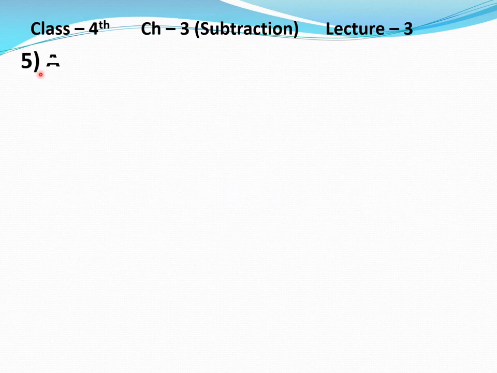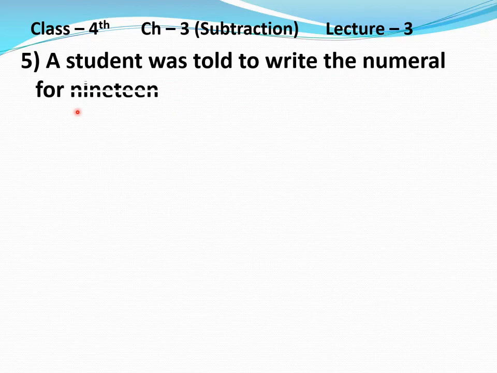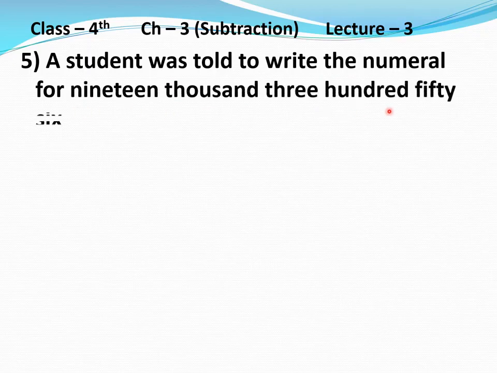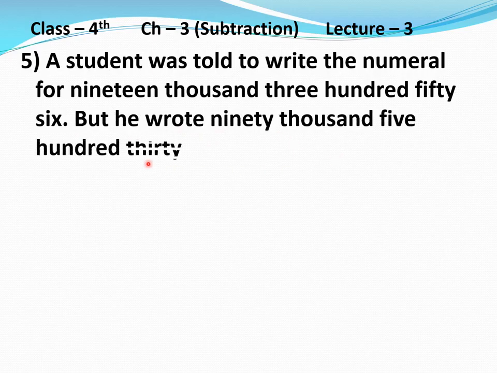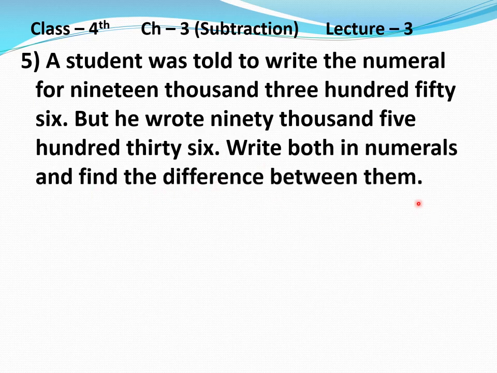Now, question 5. A student was told to write the numeral for 19,356, but he wrote 90,536. Write both in numerals and find the difference between them. Okay, these are the questions assigned as homework.